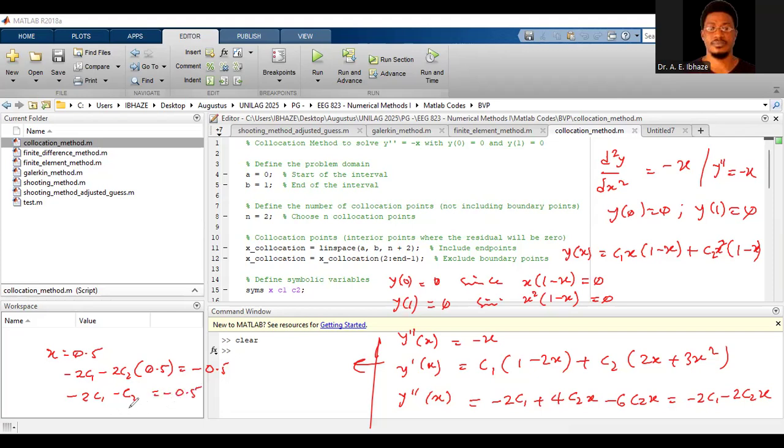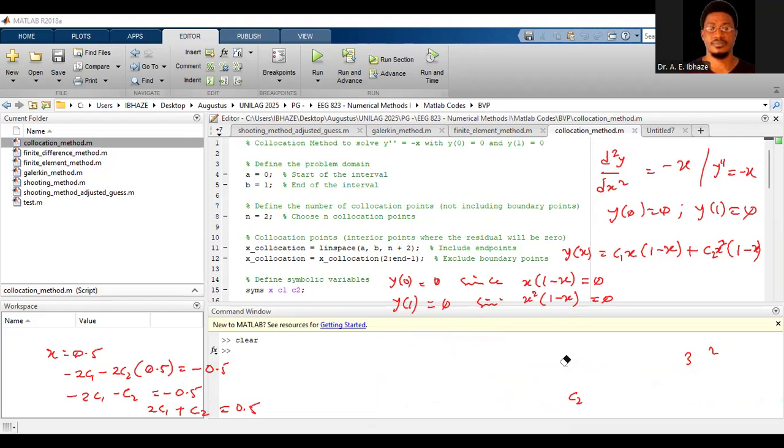In this case, we multiply through by negative, so we have 2C1 plus C2 is the same as 0.5. So we have the first equation.